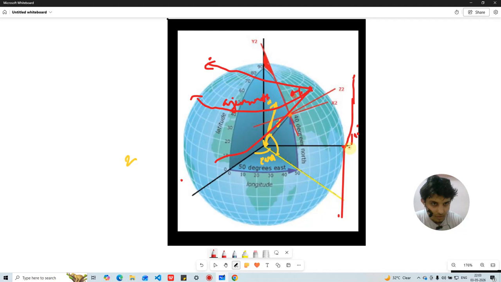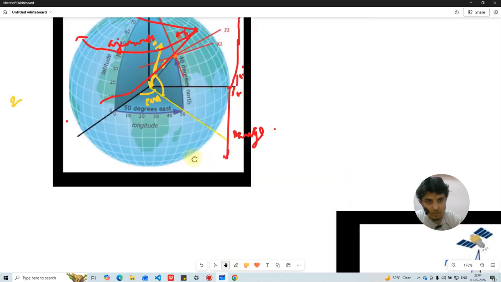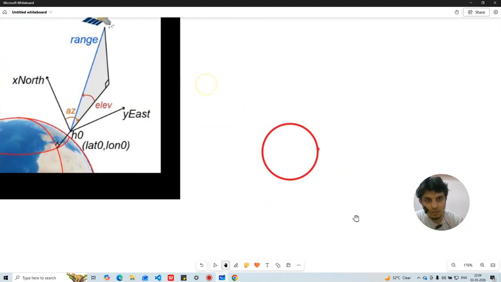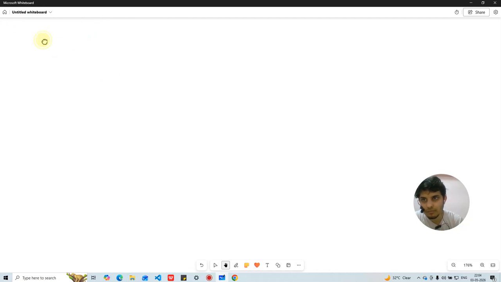And if something is here, considering the Earth is a perfect sphere, this line would be a little bit tangent to this. This would be an angle theta, and this is the range. So azimuth, elevation and range I've explained.